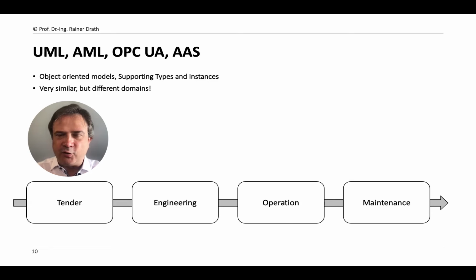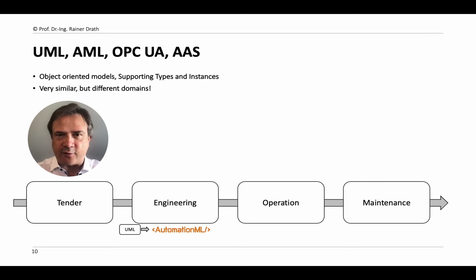The first thing to investigate is just to look into the life cycle. Yes, they are object-oriented models, and yes, these technologies support type and instances. They are very similar, but they are executed in different domains. Let's look into the phases. This is the home of Automation ML.